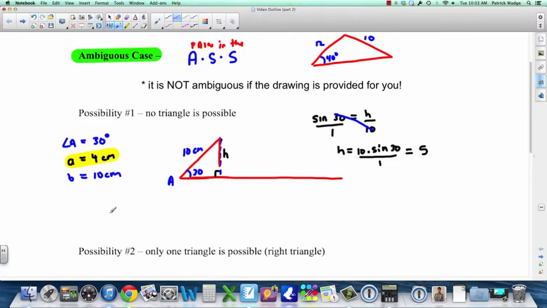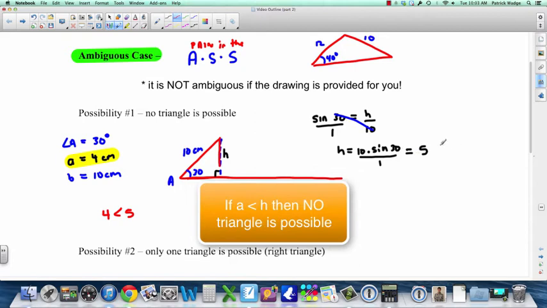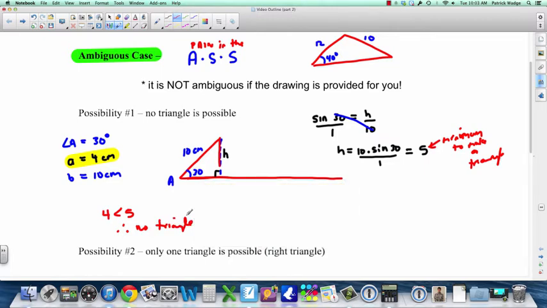So because this 4 here is less than 5, the minimum amount, this is the minimum to make a triangle. And since we don't even have that, therefore no triangle. It's not even big enough to make a single triangle. Okay, I hope that makes sense.